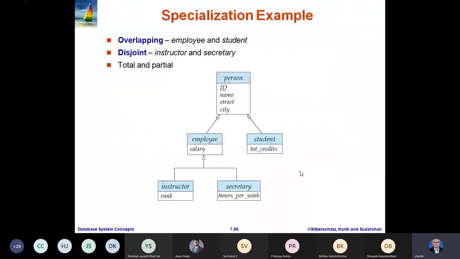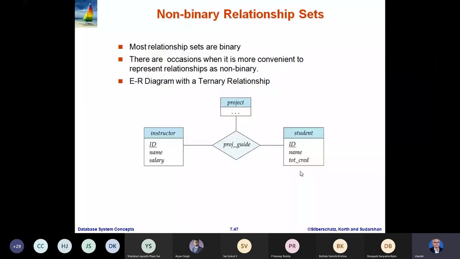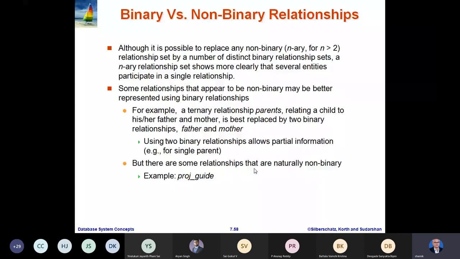But some are naturally non-binary. Again, if you remember, we said that ternary relationships exist, like this example: the instructor, project, and student. The instructor is not a guide for the student for every project. The instructor is a guide for the student for a particular project. So this is a more natural situation where you would like to model this type of relationship as a ternary relationship. That is what we are saying here: we may have certain situations which are inherently and naturally non-binary, and it would make sense to model those appropriately.